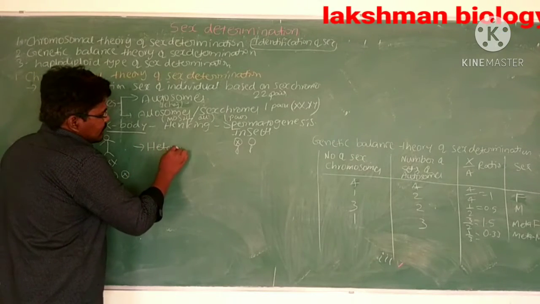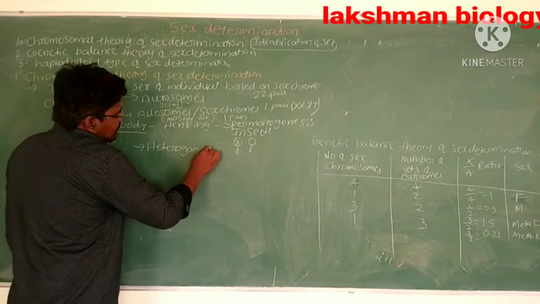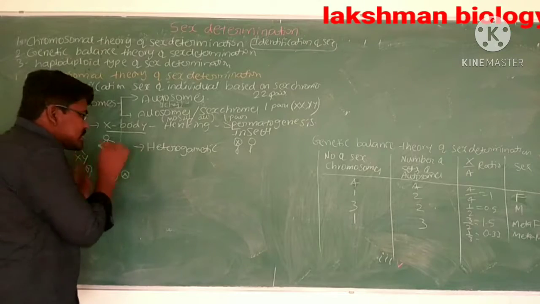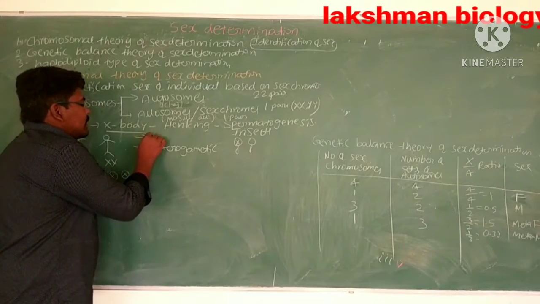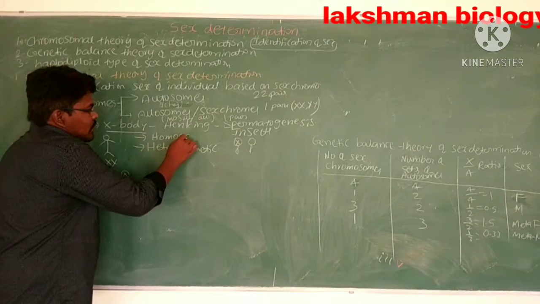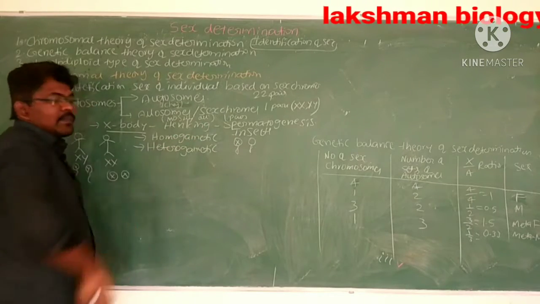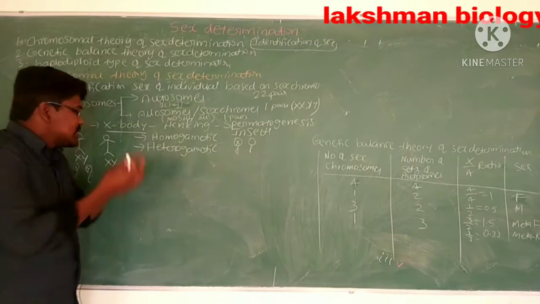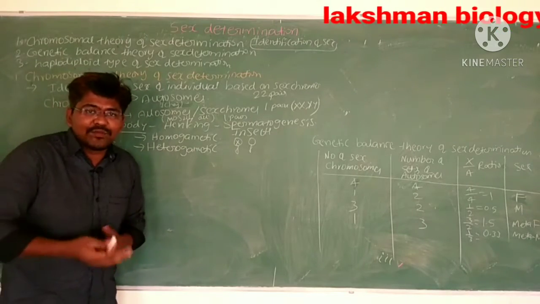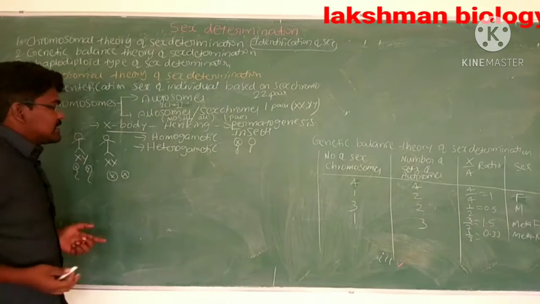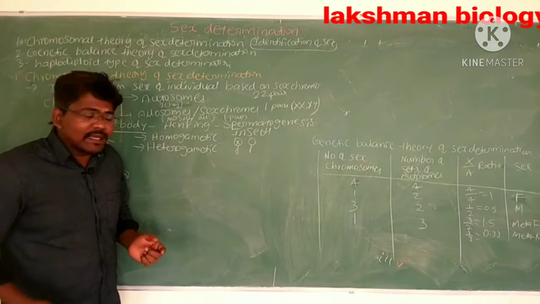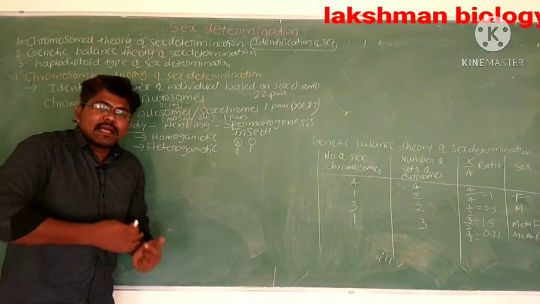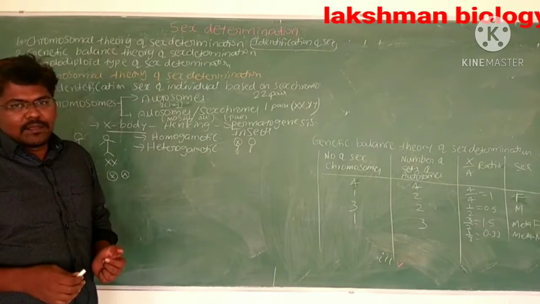Heterogamatic organism. The organism which produces similar gametes is called a homogamatic organism. Homogamatic means the organism produces similar gametes, like the human female. Heterogamatic means the organism produces different gametes, like the human male. That is the difference between homogamatic and heterogamatic organisms.